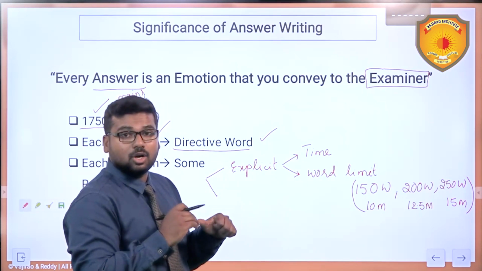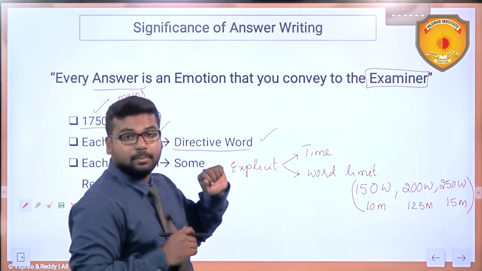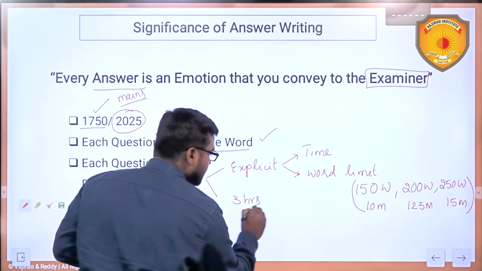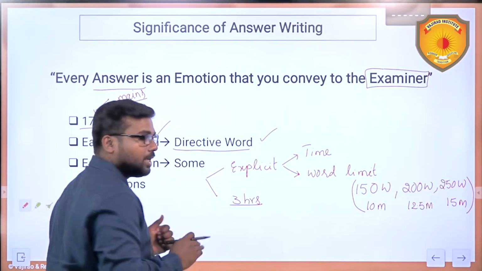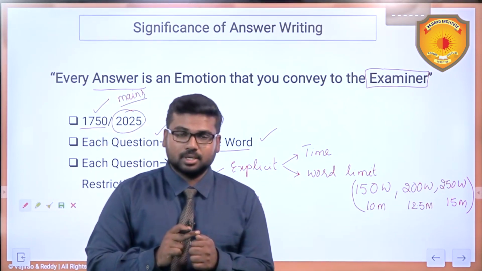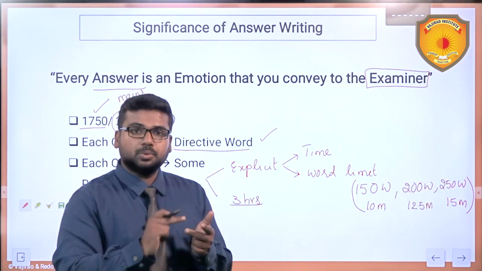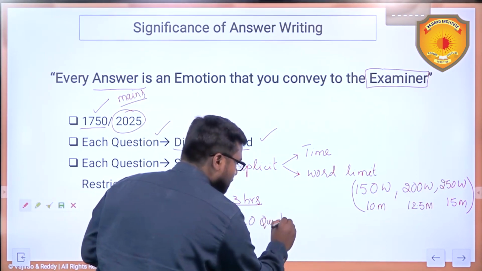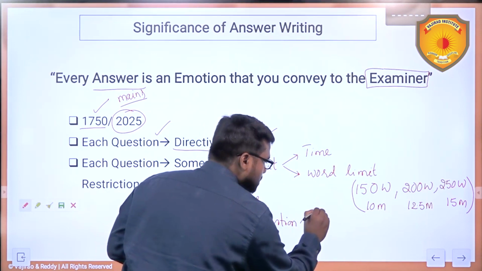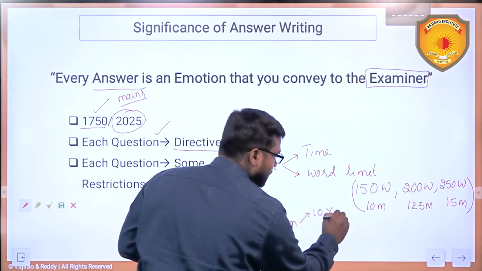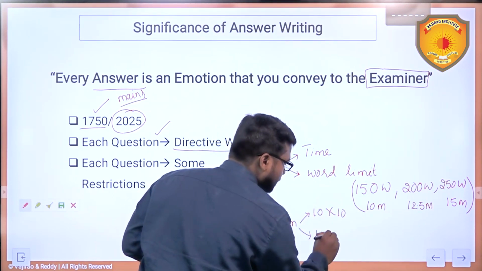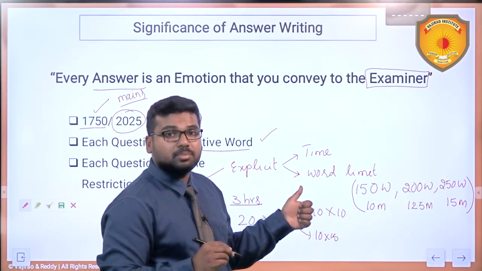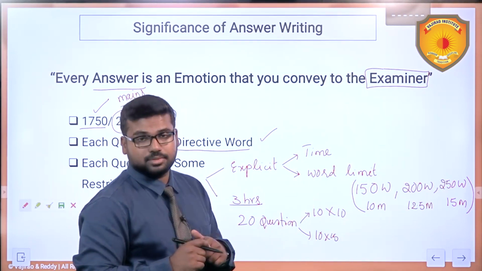Then there is the hidden component, that is the time limit. The entire paper you have to write in 3 hours. That means in the GS papers specifically, leaving your ethics paper, each of GS 1, 2, 3 will have 20 questions, out of which 10 questions will be 10 markers and 10 questions will be 15 markers. So there is a limitation with respect to the time that you spend on writing those questions.